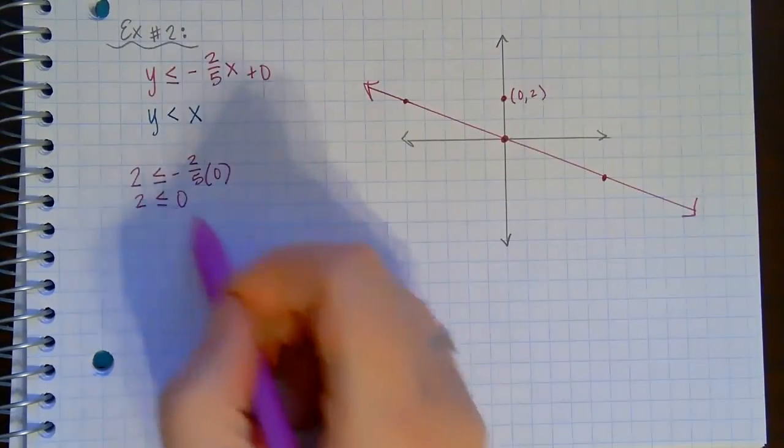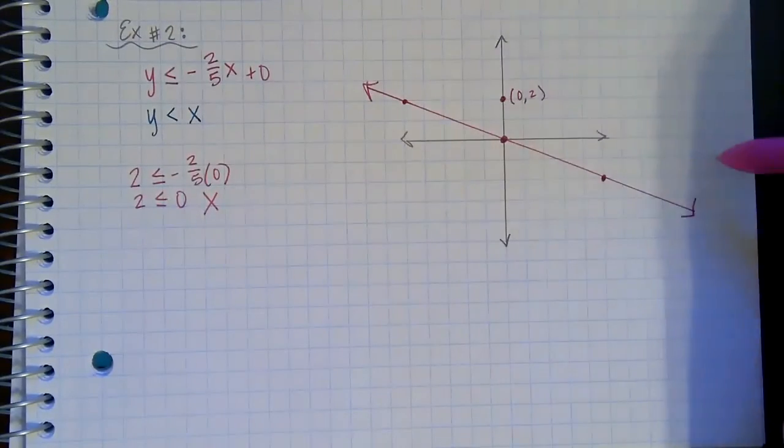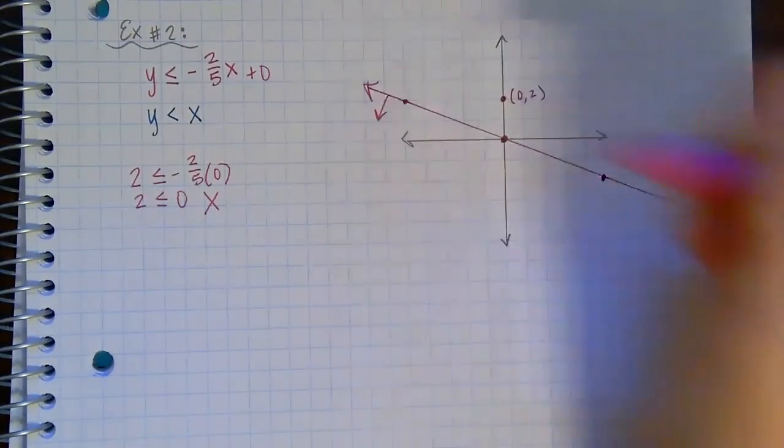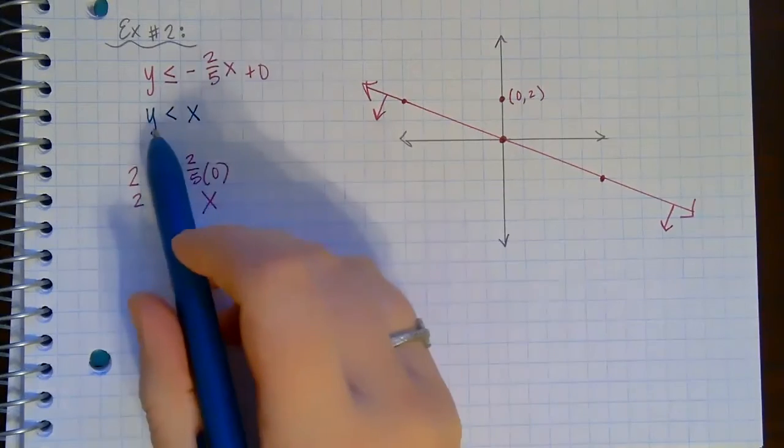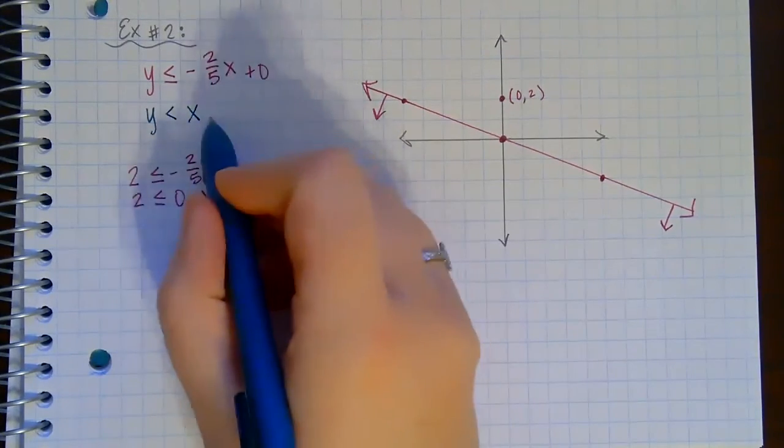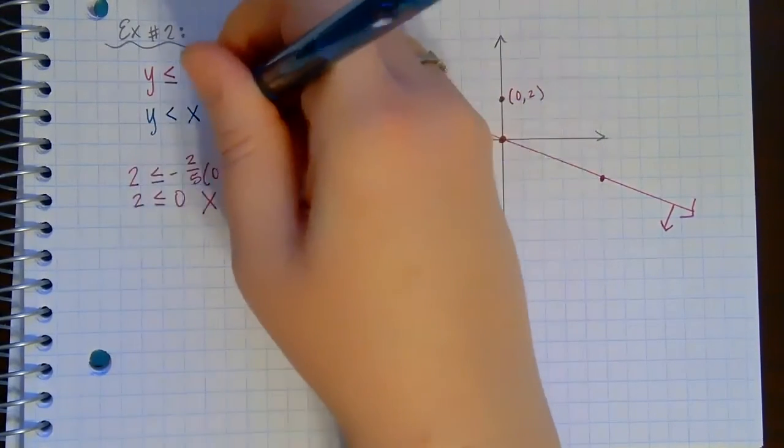So is 2 less than or equal to 0? No, it's not. So I don't want to shade on this side. I want to shade going down this way. I'm just going to make myself some arrows to remind myself to shade down. Okay, same with the other one. So y is less than x. Again, there's no y-intercept here. That means that your y-intercept is 0.